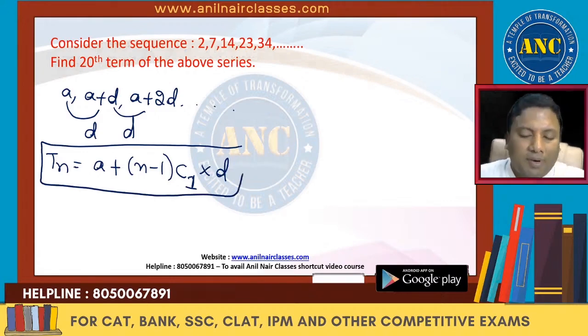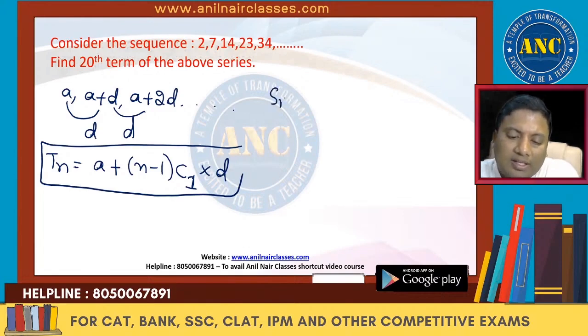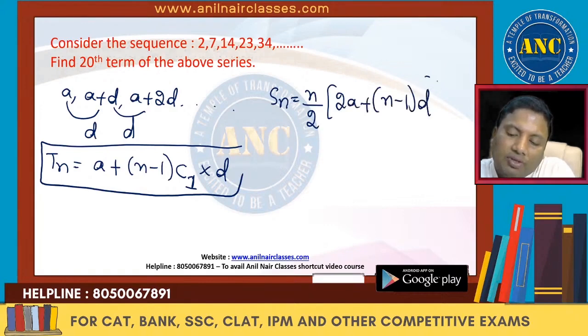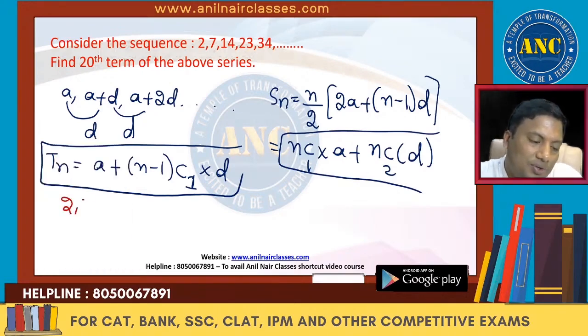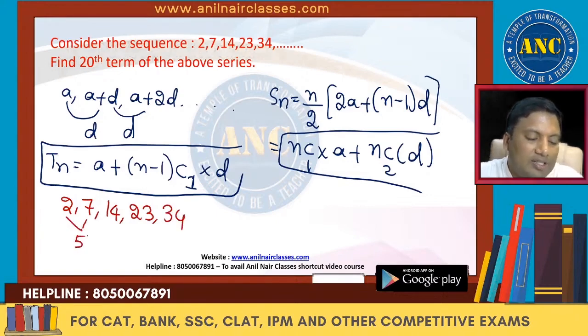Sir, can we use the sum of n terms? That also we will use. Sum of n terms is given by n by 2 into (2a plus (n minus 1) into d). This can be written as nC1 into a plus nC2 into d. What is the importance of this? Now see here. This is the beauty of mathematics. 2, 7, 14, 23 and 34. Listen carefully. The difference is nothing but 5, then the difference is 7.